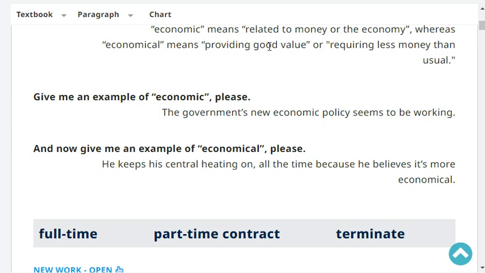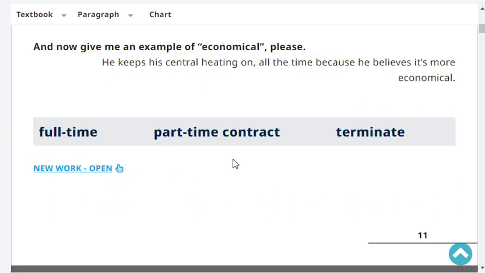And give me an example of the word economical, please. He keeps the central heating on all the time because he believes it's more economical. Very good. Okay.